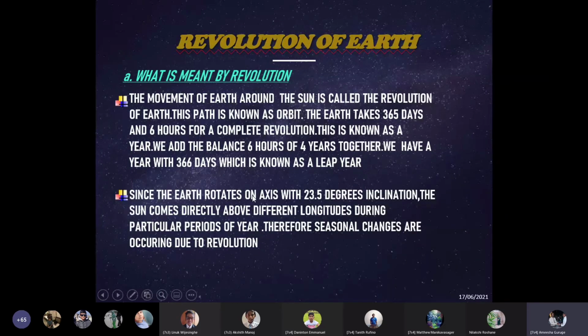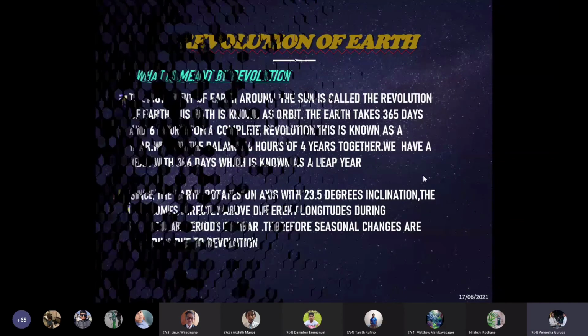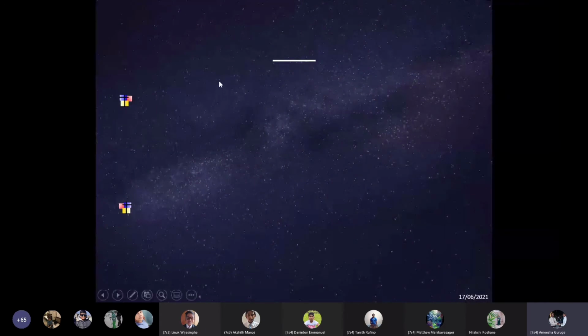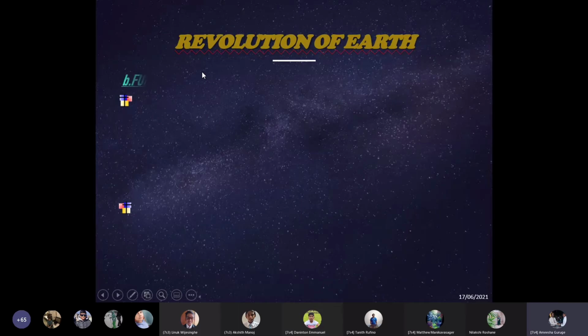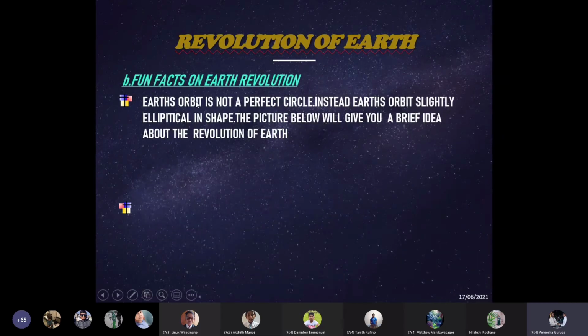Since the Earth rotates on its axis with 23.5 degrees inclination, the Sun comes directly above different longitudes during particular periods of the year. Therefore, seasonal changes occur due to revolution. Okay, so now we are done with our first subtopic, and now we are going to the second subtopic, that is fun facts on revolution of Earth. Earth's orbit is not a perfect circle. Instead, Earth's orbit is slightly elliptical in shape. The picture below will give you a brief idea about the revolution of Earth.